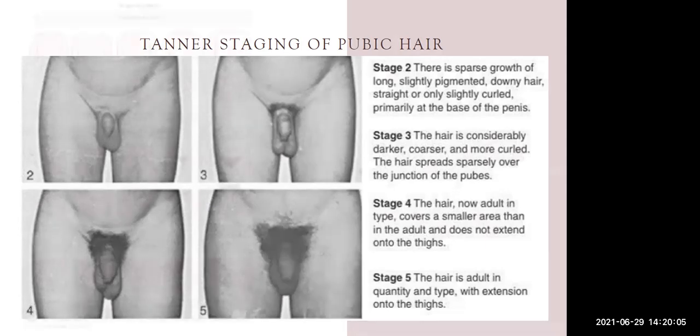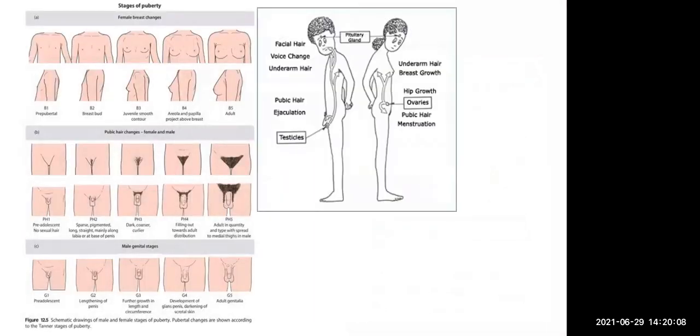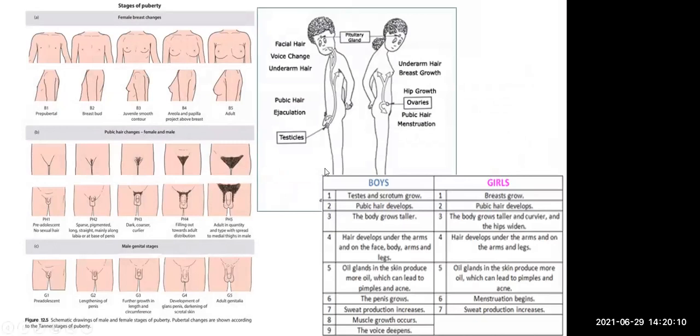Okay. Next slide. So in short, these are the stages of puberty. Secondly, these are the differences between male and female: facial hair in the male, voice changes in both sexes, and breast growth and hip growth in the female, with pubic hair development in both genders. So this is the table I got for the differences. We can read it after this. And next slide.